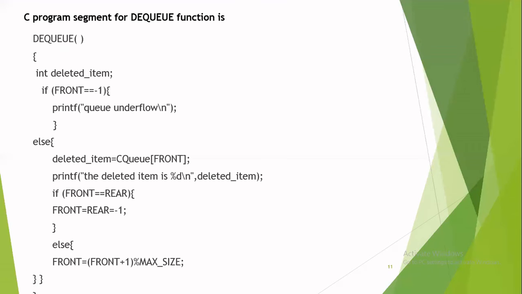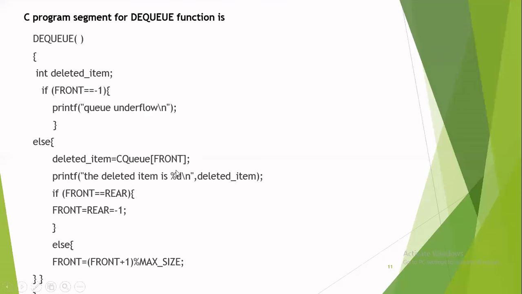Let us now discuss a C program segment for the Dequeue function. Before deleting an item, you are going to check whether the queue is empty or not, by checking this condition: front equals -1. If the front pointer is pointing to -1, it clearly indicates the queue is empty and you cannot perform the deletion operation. Else you are going to delete the element that is pointed to by the front pointer. The deleted item will be circular queue of front, and I'll print the message that the deleted item is this, which is pointed to by the front pointer.